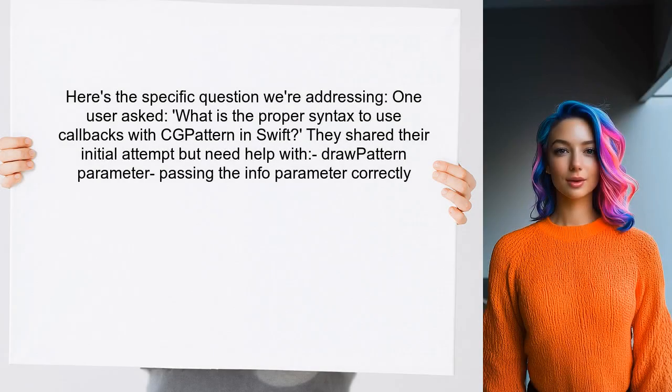Here's the specific question we're addressing. One user asked, what is the proper syntax to use callbacks with CGPattern in Swift? They shared their initial attempt, but they need help with the draw pattern parameter and passing the info parameter correctly. Sound familiar? Let's dive in.